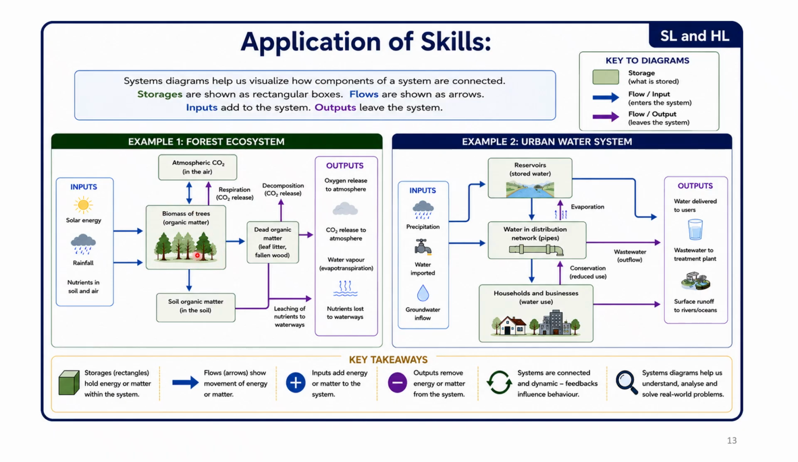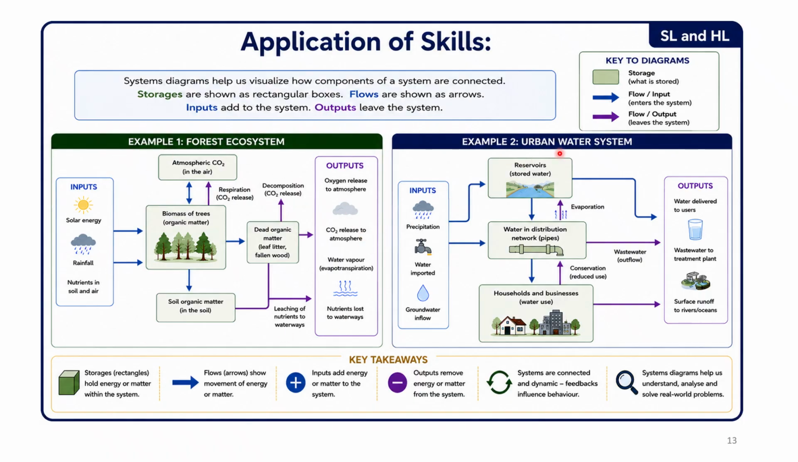Biomass in trees, dead organic matter, and soil organic matter act as storages. Processes such as respiration and decomposition transfer carbon between these storages and the atmosphere. Outputs include oxygen released during photosynthesis, carbon dioxide released through respiration and decomposition, water vapor from evapotranspiration, and nutrients lost through leaching. This demonstrates how matter cycles while energy flows through the ecosystem.